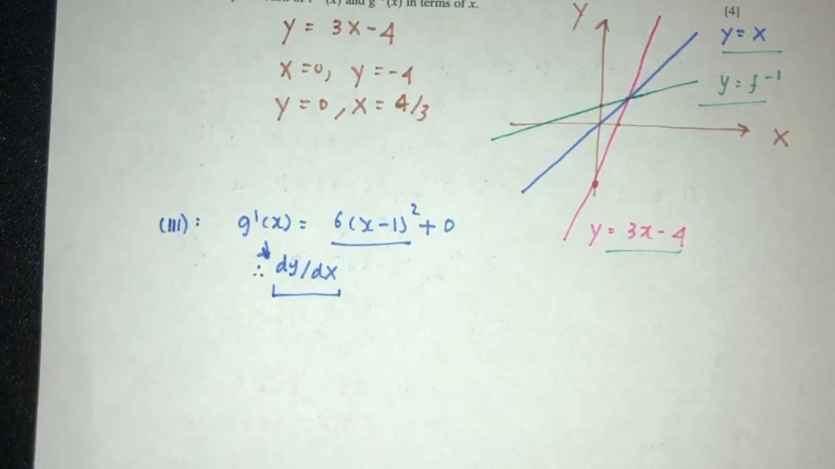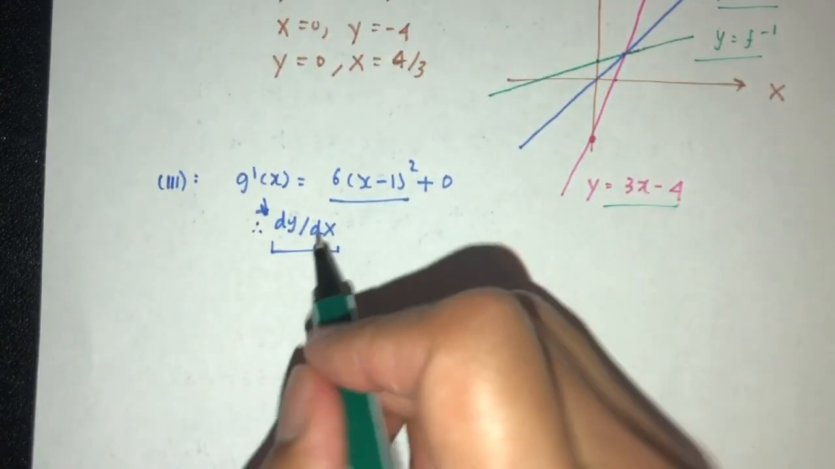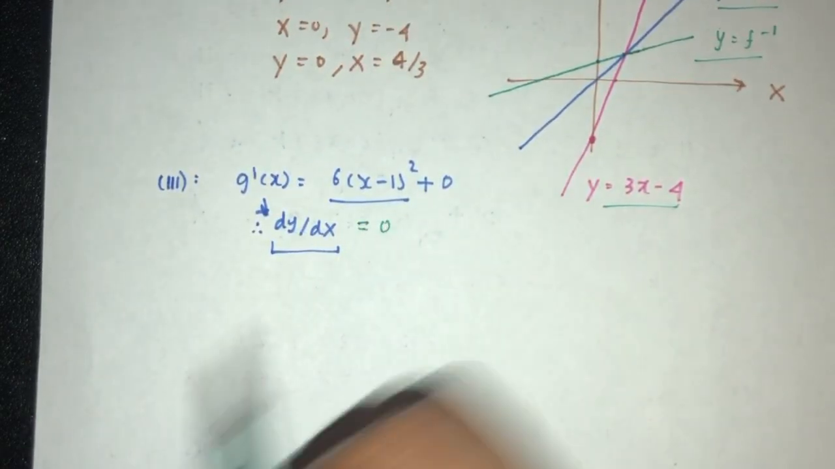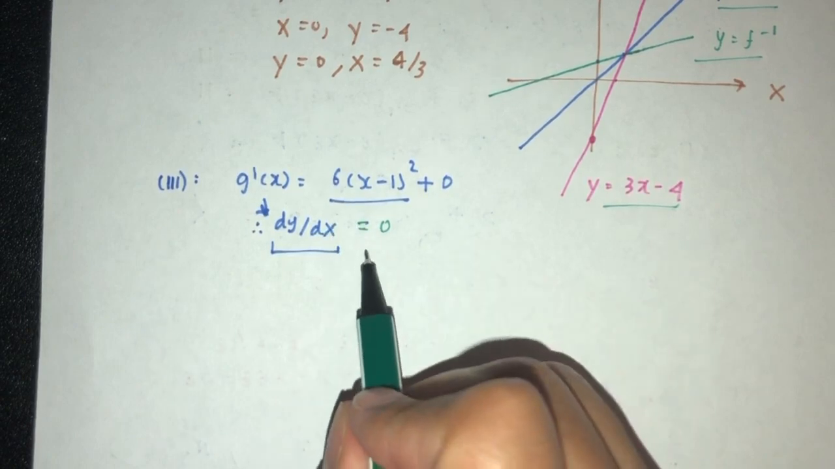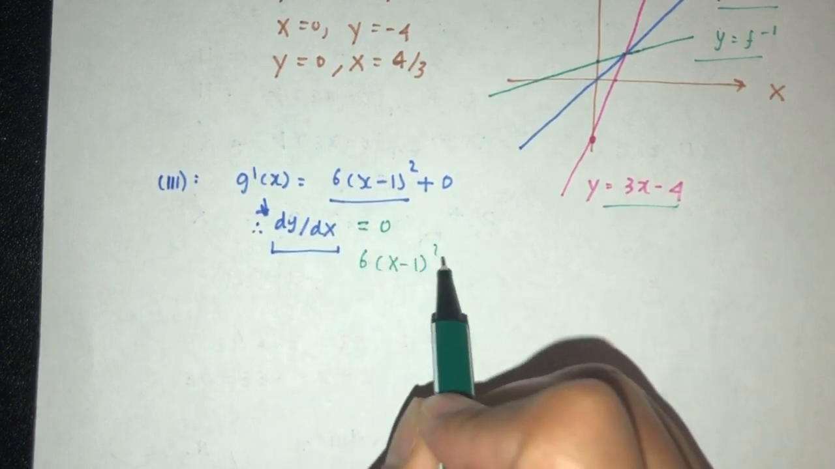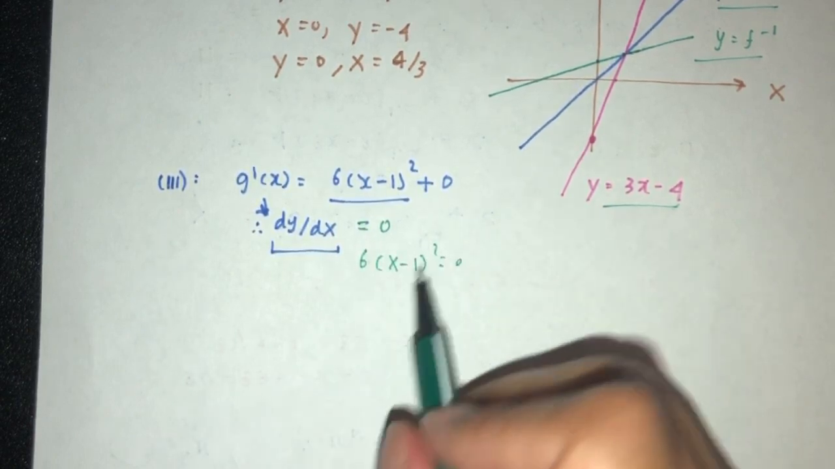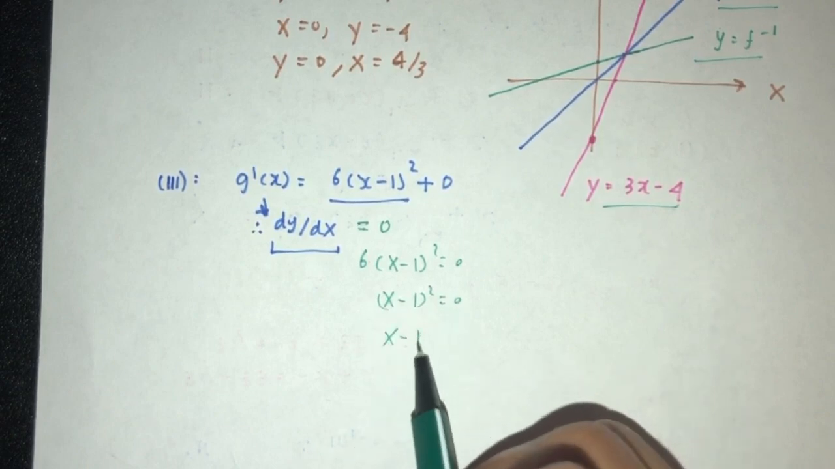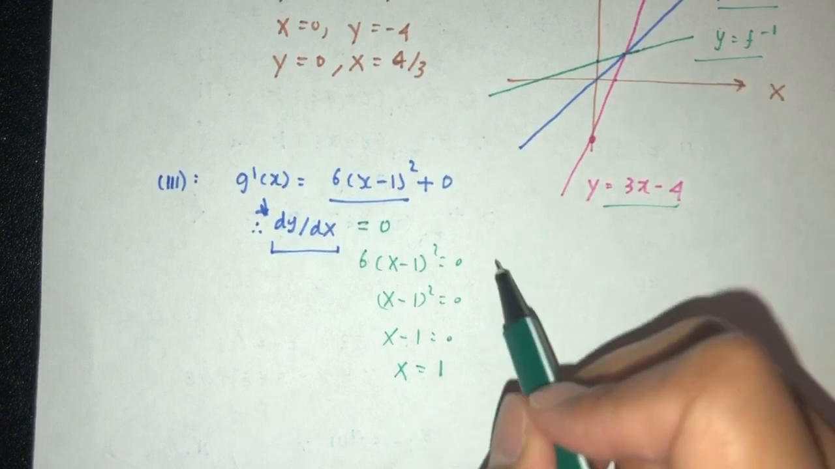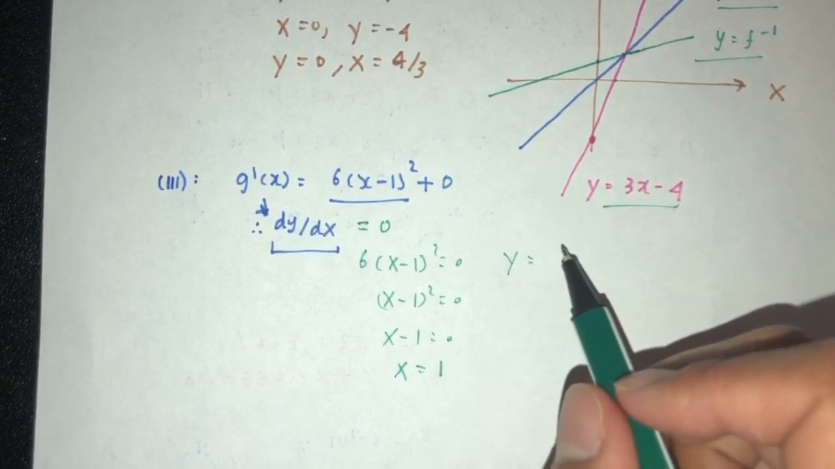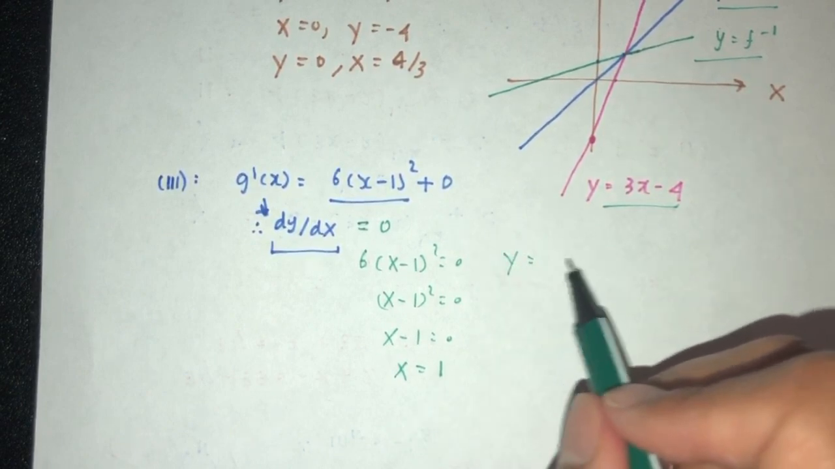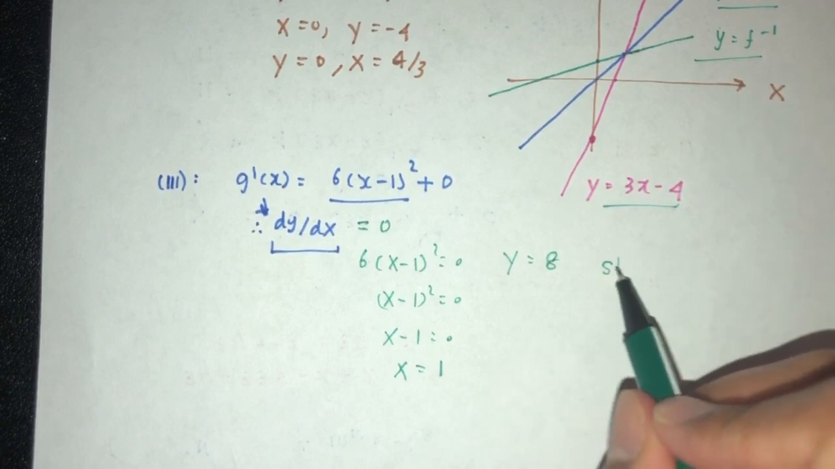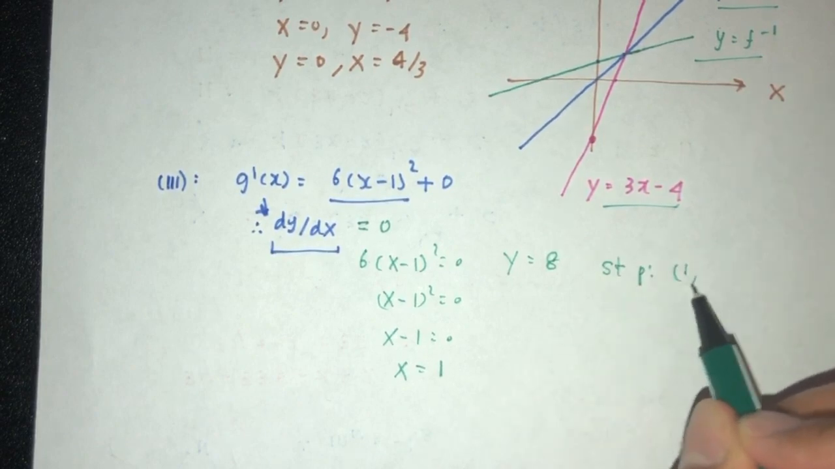Let's see. For example, let me try to explain this to you guys pretty well. So dy by dx is equal to 0 at stationary point. If you equate that to 0, you will see that this will be 0. That will be (x minus 1) squared is 0, x minus 1 is 0, so x equal to 1. So y will be what? Replace back in your equation, you have 8. So the stationary point, we understand, is (1, 8).